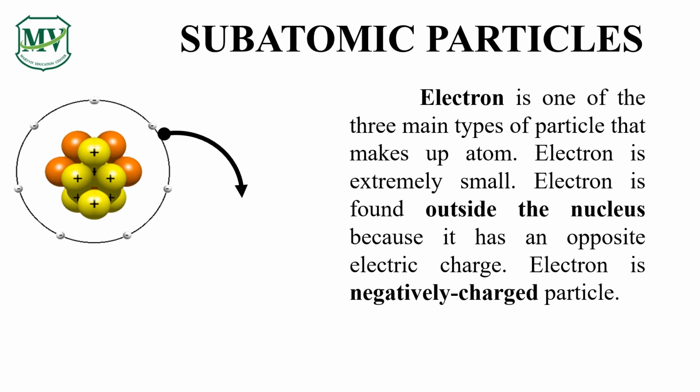The electron is one of the three main types of particle that make up the atom. It is extremely small and has an opposite electric charge. Now, if a proton is positively charged, the electron is not. The electron is negatively charged. A proton has about 1 AMU, or atomic mass unit. A neutron has about the same mass as a proton, whereas an electron has 1 out of 1,840 AMU. Therefore, an electron is very much lighter than a proton or a neutron.